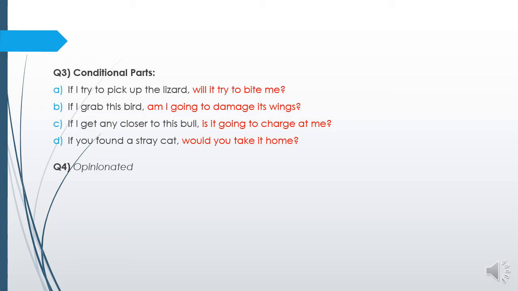Question 4 is opinionated. It says complete the conditional questions with your own ideas. If I try to pick up the cat, continue with whatever you think is going to happen next. Let's say, will it behave nicely in my arms? If the dog starts to growl, should I feed it or should I take it outside?